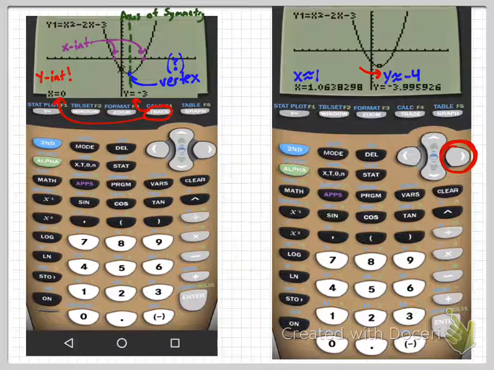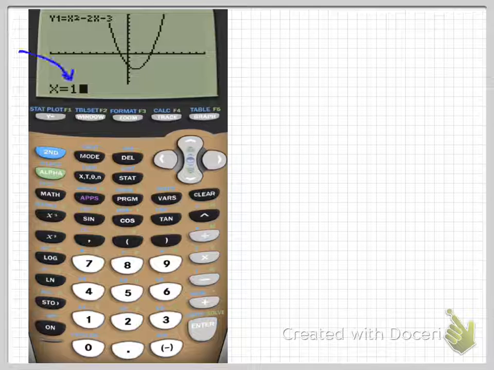However, to be absolutely sure it's that point, I want you to press the number 1 while you're in this mode. Once you press 1, your screen should look like this, and you're going to see the 1, x equals 1, and you're going to press enter.